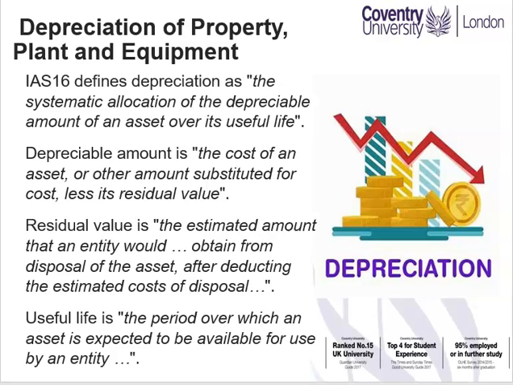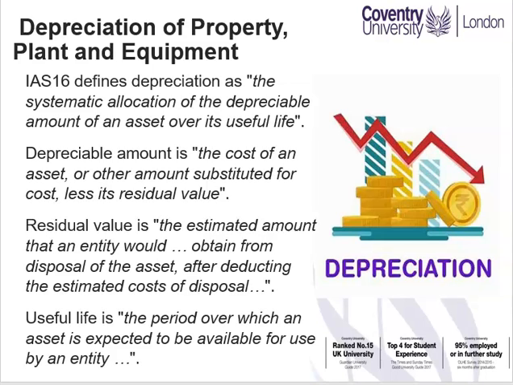Now, it says the systematic allocation of depreciable amount. What is a depreciable amount? This is the cost of an asset or other amount substituted for cost less its residual value. So, if the cost of an asset is £10,000 and you are going to sell it in the future for £2,000, the net cost to the entity is £8,000. That is the depreciable amount, and that is the cost that must be allocated over the useful life of the asset.